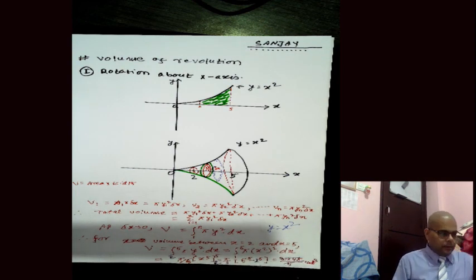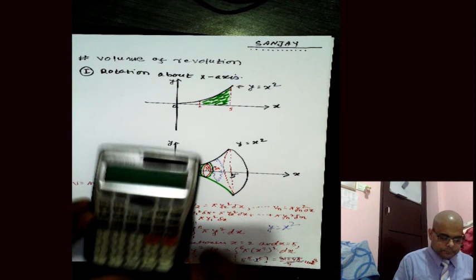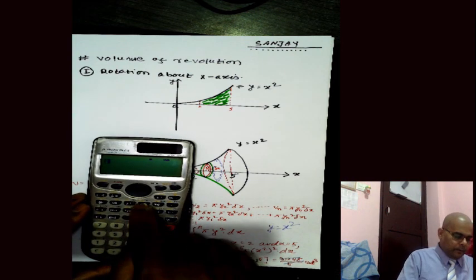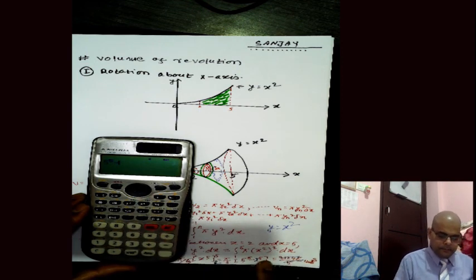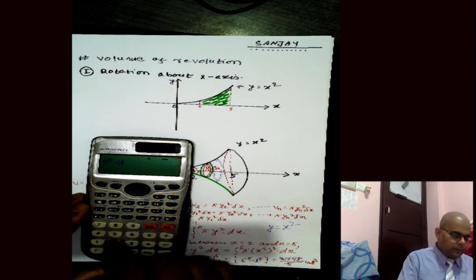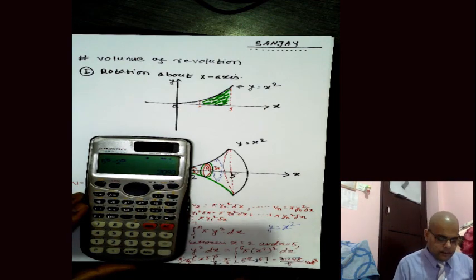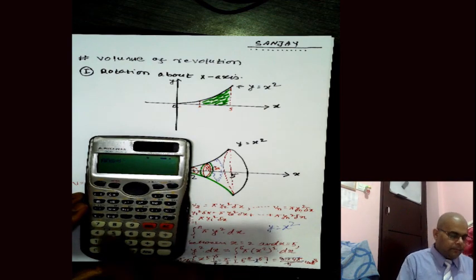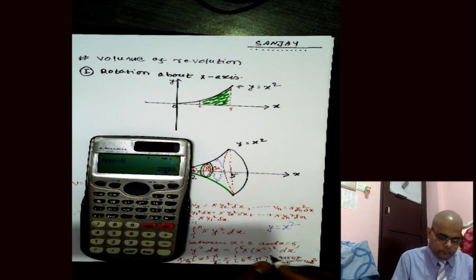Then you can take a calculator and write the answer. 5 to the power 5 minus 2 to the power 5 is going to be 3093, and dividing this by 5, your answer is 3093 divided by 5 times pi cubic units.